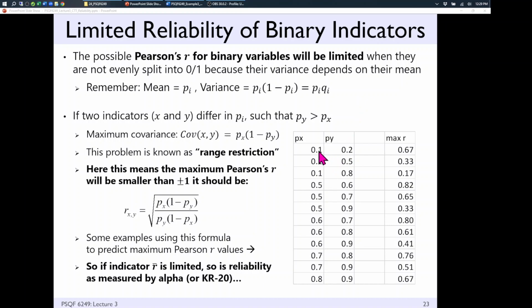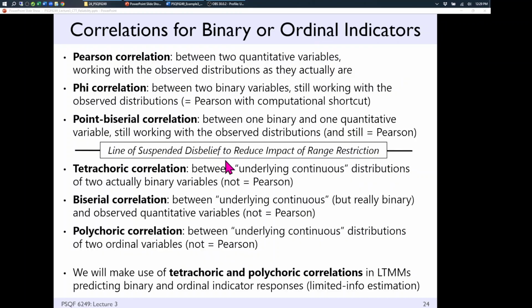If you have a mean of 0.1, so only 10% of the sample had a 1, and 20% of the sample had a 1 in this other variable, your maximum correlation is 0.67. It is far lower than 1, and it gets particularly bad if they're skewed in opposite directions. So it is not the best way to measure association in binary data to use Pearson correlation.